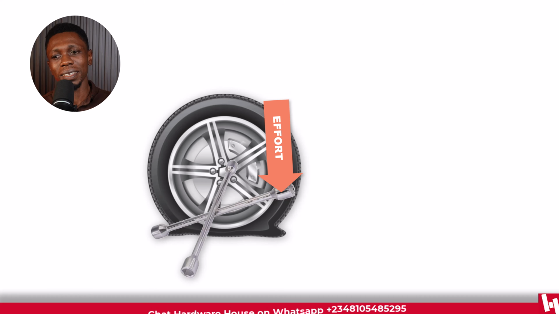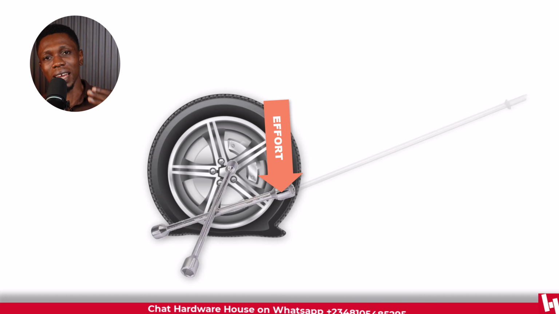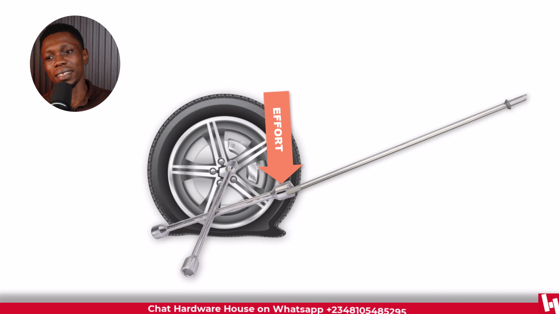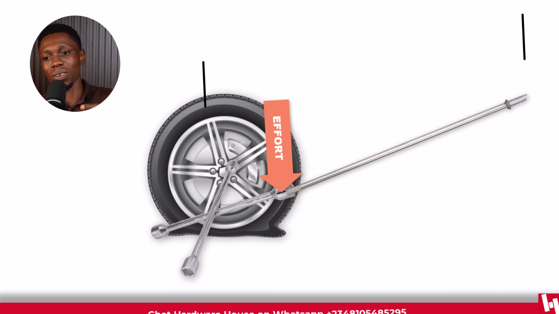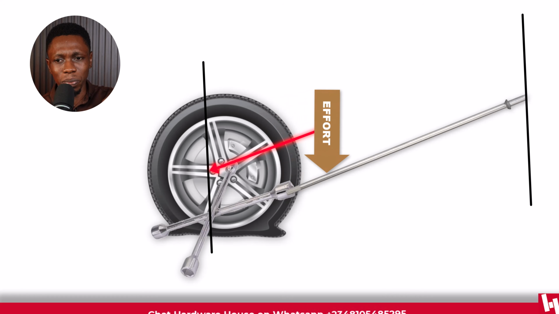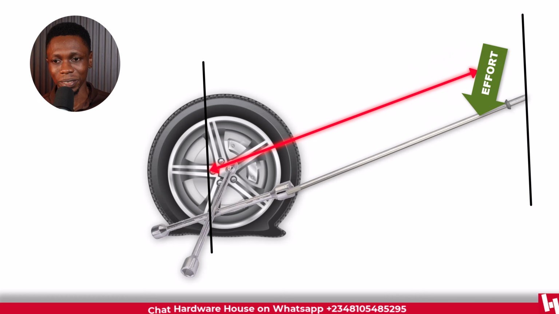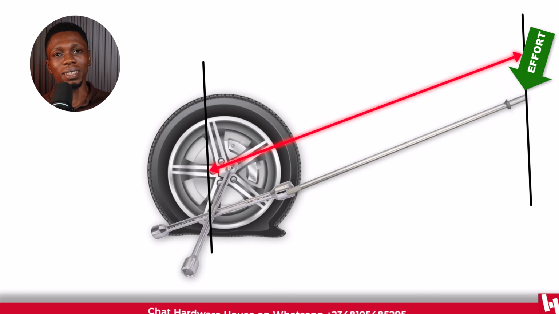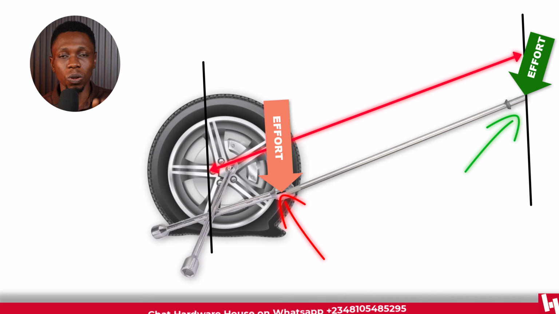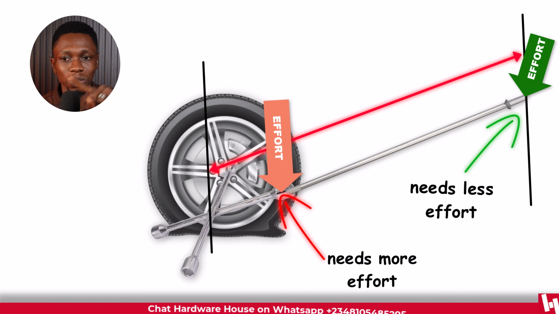But when you add an extra length on the arm of the wheel spanner you're trying to turn, something like an extension rod or an extension handle that takes you further from the center point where the turning is happening, it's just so easy to loosen that bolt, even when you put in very minimal effort. It doesn't take as much effort as it took you when trying to loosen the bolt with the shorter arm that is closer to the center point of that turning movement.